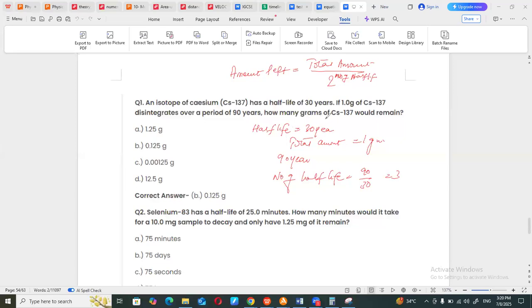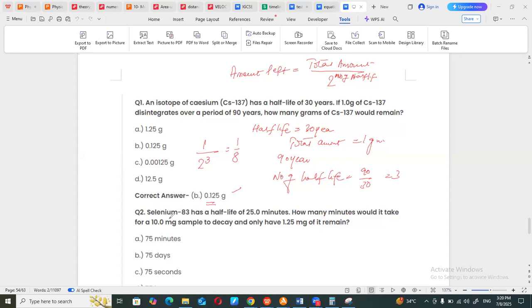Now they are asking how much is left or remains after 90 years. Very simple. Total is 1 divided by 2 to the power 3, and that will be equal to 1 upon 8, and 1 upon 8 is equal to 0.125 grams. So you just need to find the values and you will get the answer.